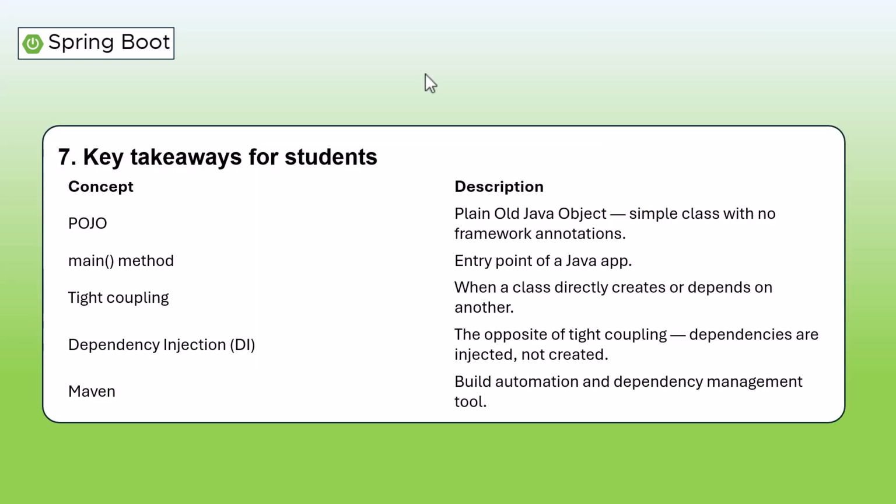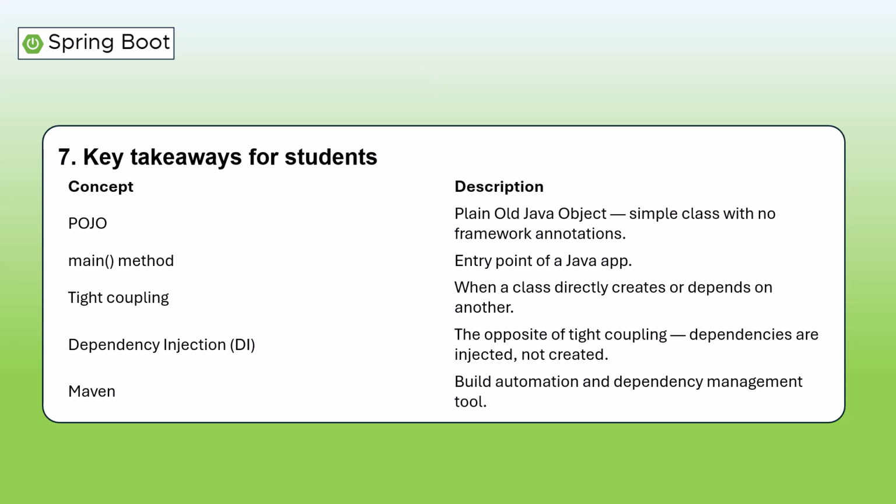Seven, key takeaways for students. Let's summarize the main ideas you should remember from this lesson. First, every Java program starts with a main method. That's where execution begins. Second, a service class like the message service is just a plain Java object that performs a single responsibility. Third, when one class directly creates another using the new keyword, we call that tight coupling.